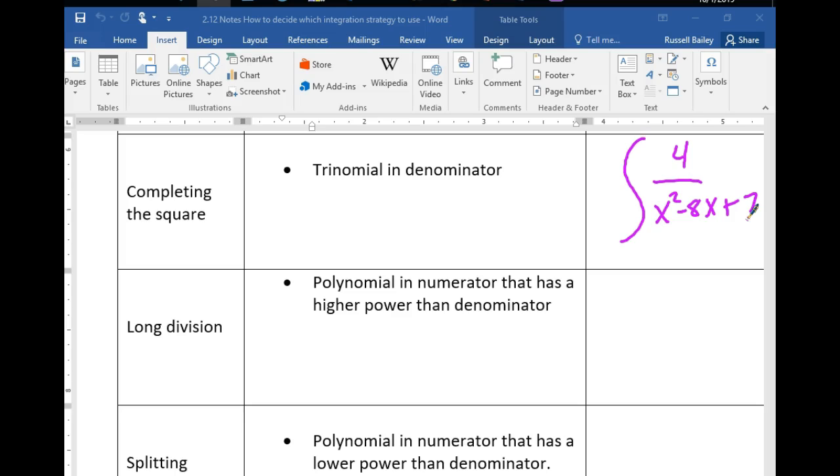All right. Next, Tristan. What's the long division one? X squared plus 4 minus 7 over x squared. Good. That would be a long division problem.